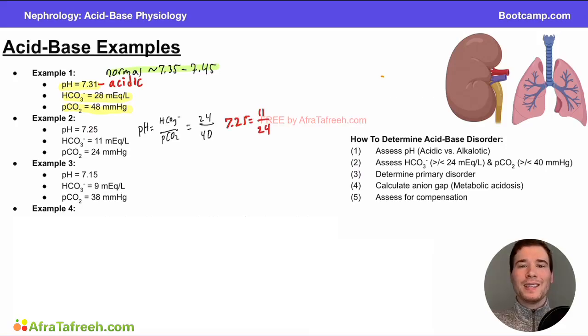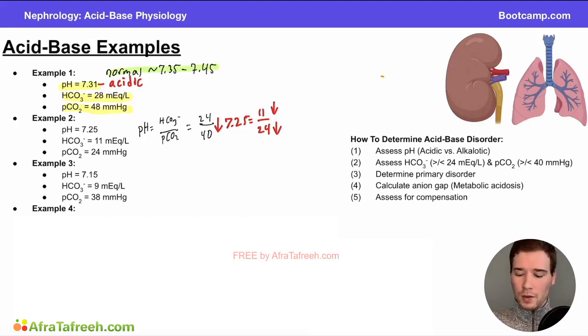Then we want to say, is this acidic or an alkaline pH? We know that this is below 7.35, so this is also acidic. We also want to assign arrows to the different numbers. So we can assign a down arrow to 7.25 because we know this is below our normal range. We can assign a down arrow to bicarbonate up top because we know 11 is below our average of approximately 24. And we can also assign a down arrow to the PCO2 because 24 is below the expected value of 40, which we would expect for the PCO2.